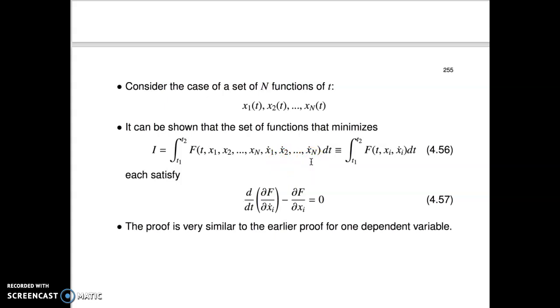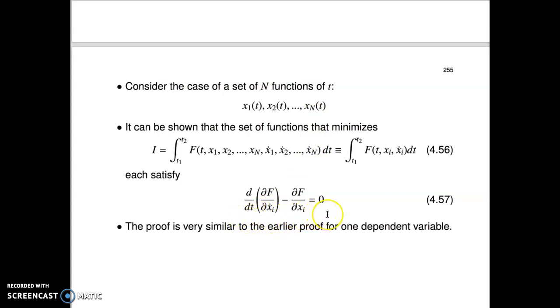Okay? Now, just to make the notation a little bit more manageable, I'll use this notation here. X sub i just means the collection of all of these functions. X dot sub i means the collection of all of these derivatives of the functions. Now it turns out that if you go through a derivation very similar to the one we did for the original Euler equation, you can show that each one of these functions satisfies its own Euler equation.